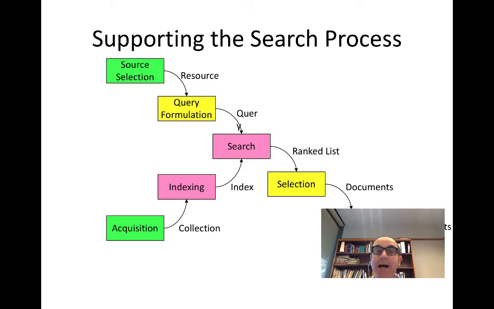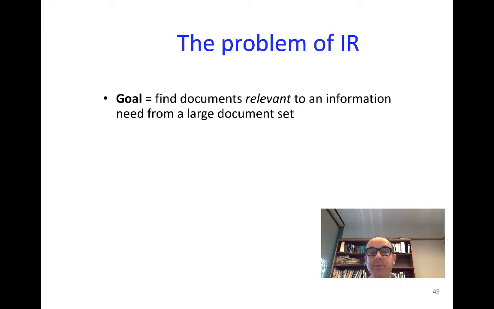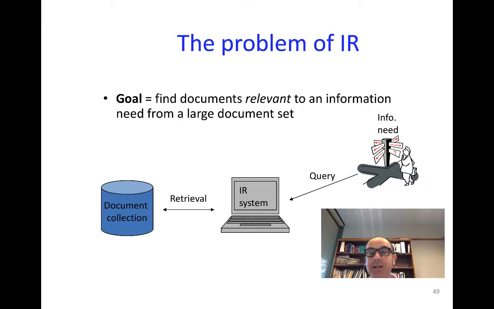So when we do that, we are talking about indexing, and we are talking about collection, and so on. And I tried to make it as simple as I could about the source of the search, the query of the search, and how to apply that. And so what is the biggest problem of IR? Finding documents relevant to the information needed from a large document set.